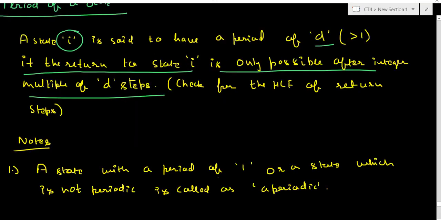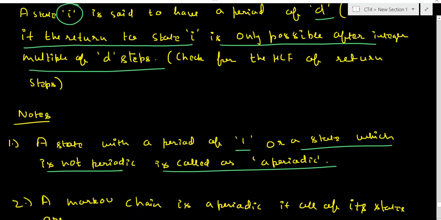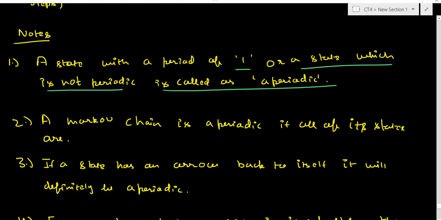Okay, so let's take note of a few things. A state with a period of 1, or a state which is not periodic, is called aperiodic. We have already discussed this. A state which does not have a period is aperiodic. A Markov chain is aperiodic if all its states are aperiodic, right? So if a Markov chain has all of its states in which return is possible after any number of steps, then the entire Markov chain is called aperiodic.